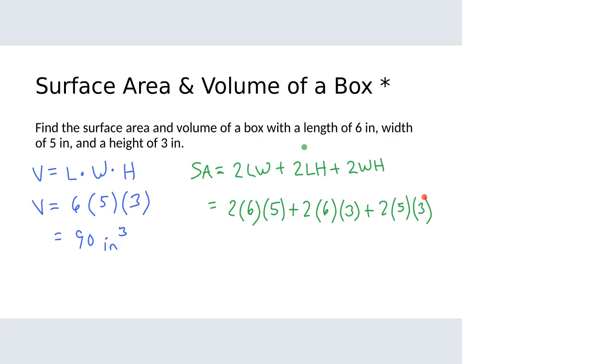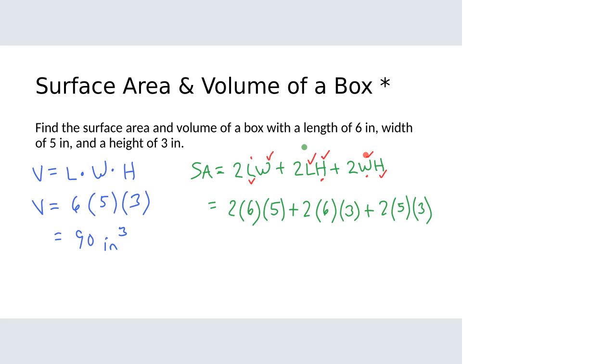Essentially, what we're doing here is we're multiplying everything by everything else. We're doing length times width and height. We're doing width times length and height. And we're doing height times length and width. Or wait, width. So we're multiplying everything by everything else. Essentially, what we're looking at here are the different combinations that we could make with length, width, and height.